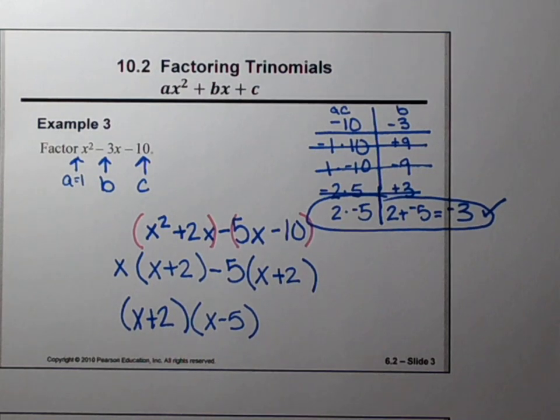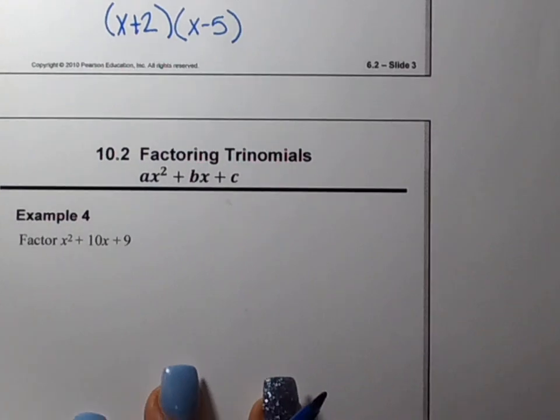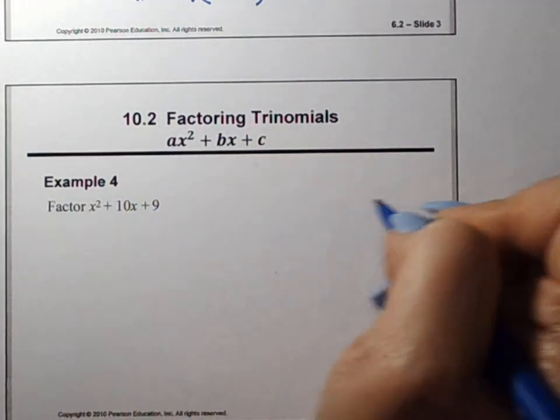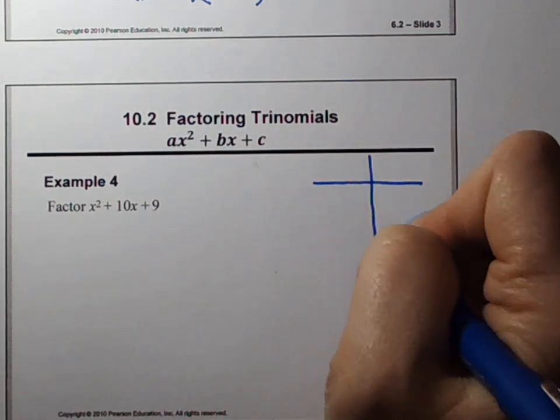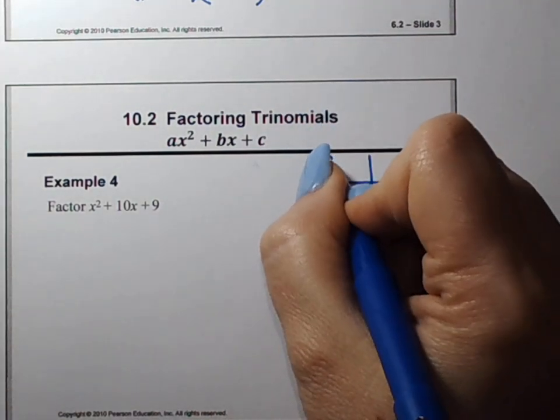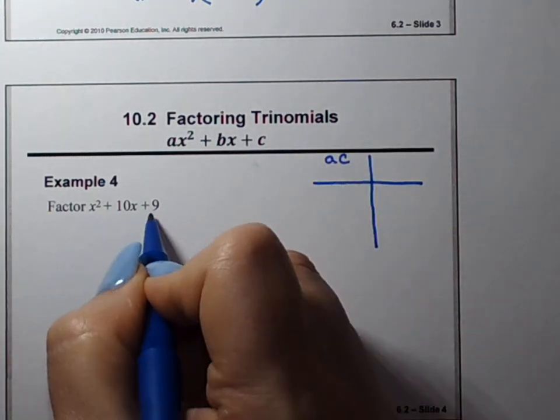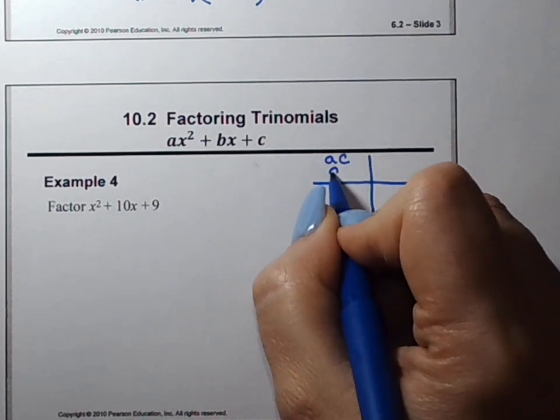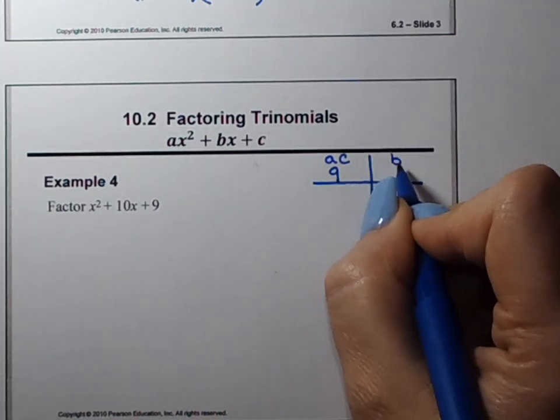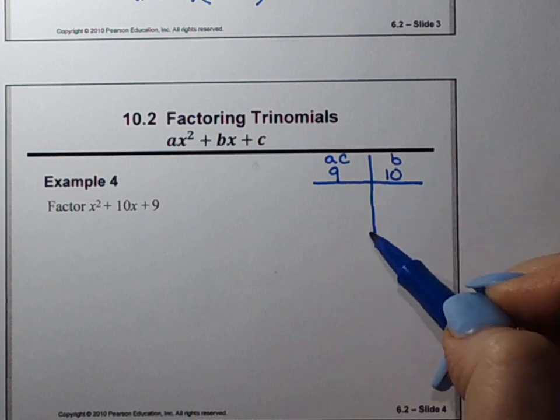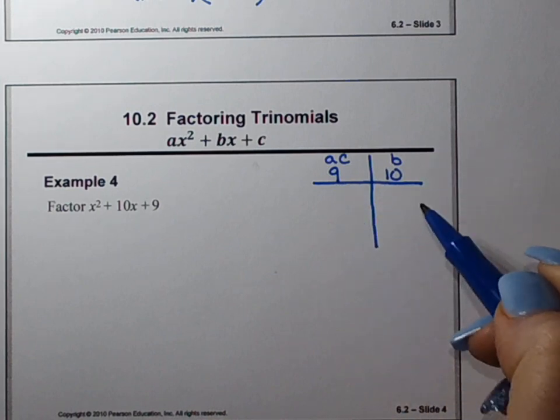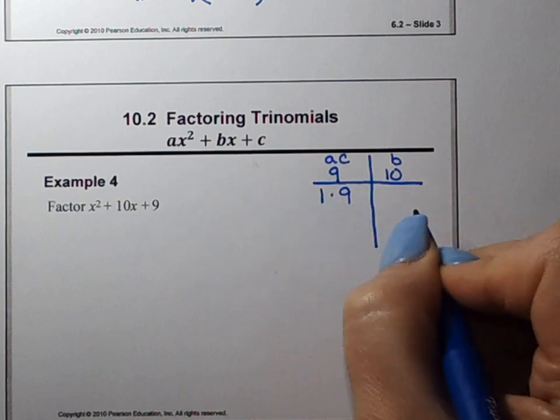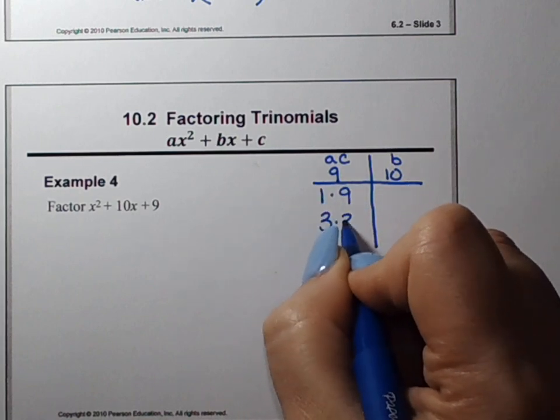All right, let's do another example. So example 4, we've got a is 1, and our c is 9. So a times c, or 1 times 9, gives us a positive 9, and our b term is a positive 10. So I'm going to look for factors, list out my factors, and then find the one that adds up to 10. So factors of 9 are 1 times 9, 3 times 3.